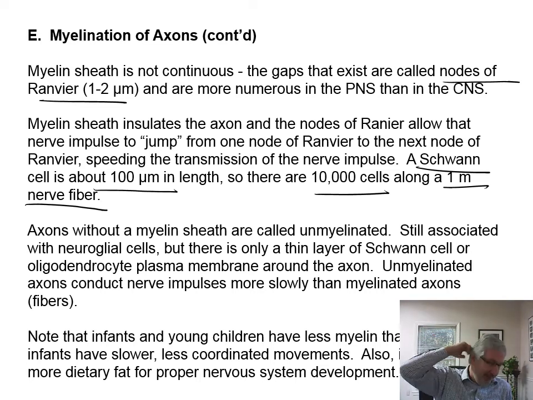Infants and young children have less myelin than adults, so infants have slower, less coordinated movements. Nutrition is also very important, especially early in development, but all the way through development, through pregnancy. Infants need more dietary fat for proper nervous system development, because you need that lipid going into those plasma membranes to form all those Schwann cells. You may have 10,000 of them for every single axon. So every single neuron is going to need a whole bunch of Schwann cells. Anyway, next slide.